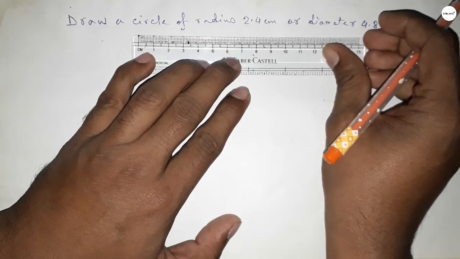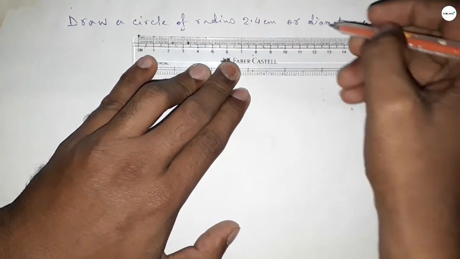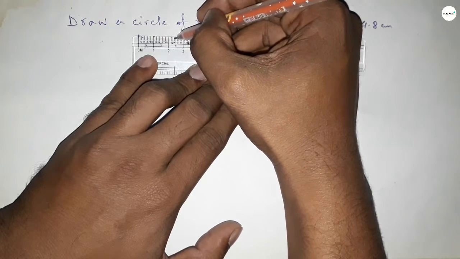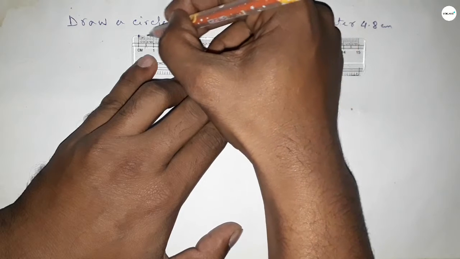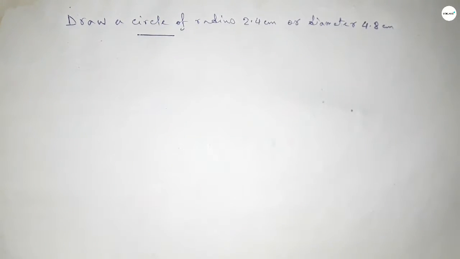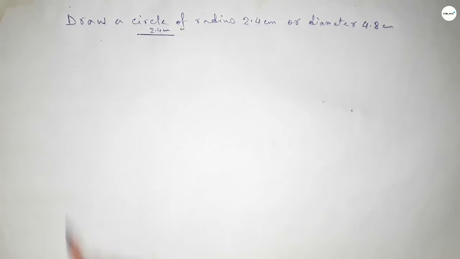First of all, drawing here the length 2.4 centimeter. So this is 0, 1, 2 and this is 2.1234. We know that radius of a circle is half of diameter. So first drawing here the radius 2.4 centimeter.